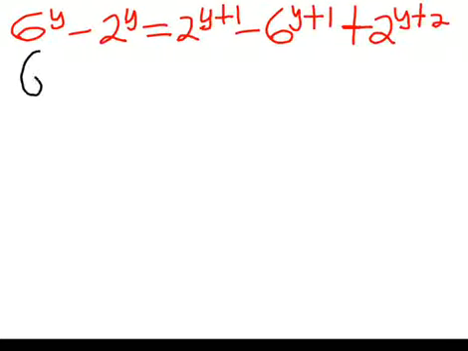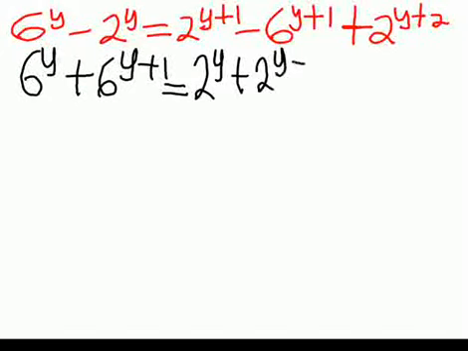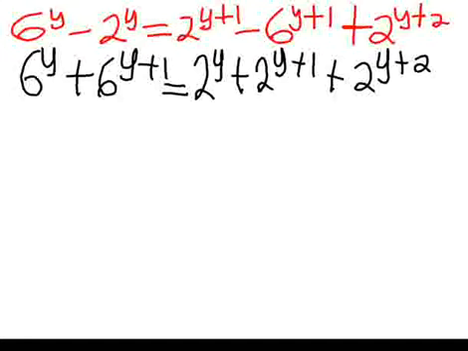So bringing down our 6 raised to power y, the other 6 raised to power y plus 1 crosses here, while the 2 raised to power y crosses to the other side to meet 2 raised to power y plus 1, and then 2 raised to power y plus 2. Our next step here will be to split this, and also split this, following the rule of indices.